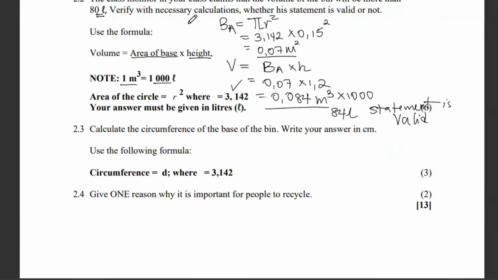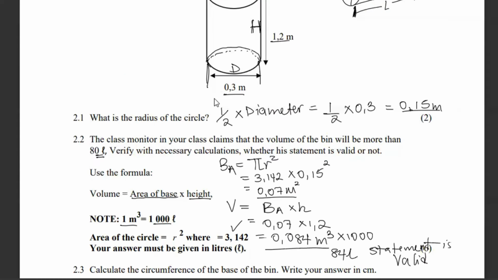Calculate the circumference. As I told you, circumference is for circles. They want us to calculate the circumference of the base of the bin. So they want us to find out the distance around this part here. The distance, not the area. The distance, that black line.